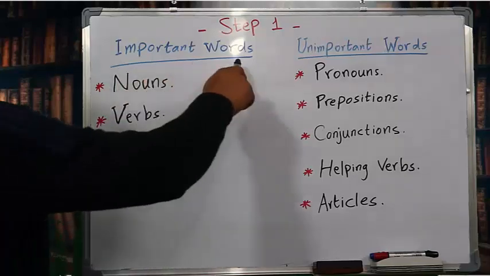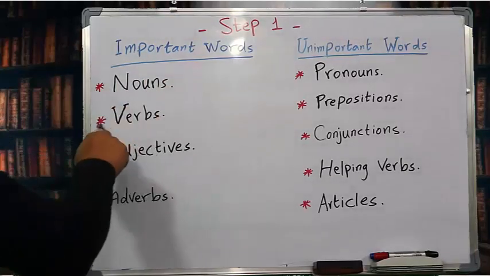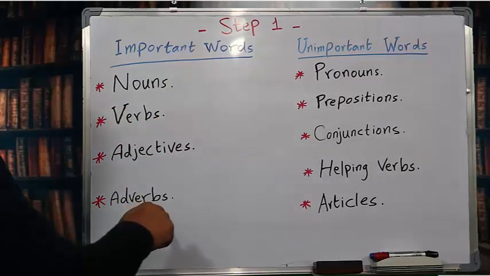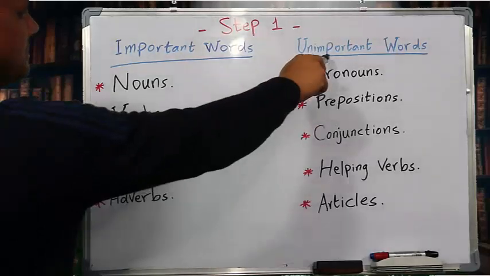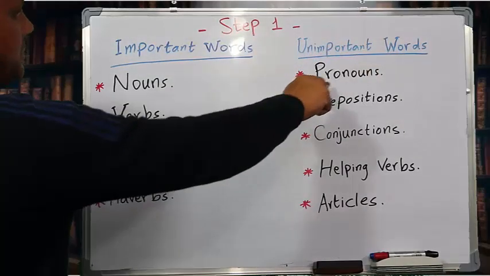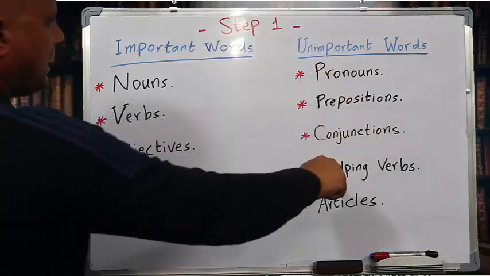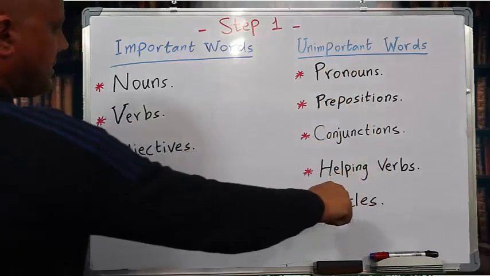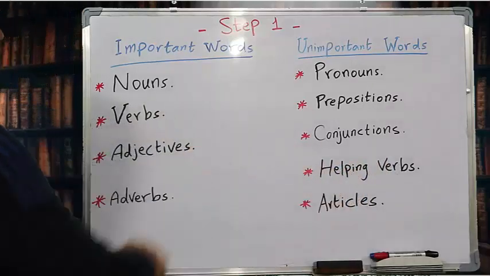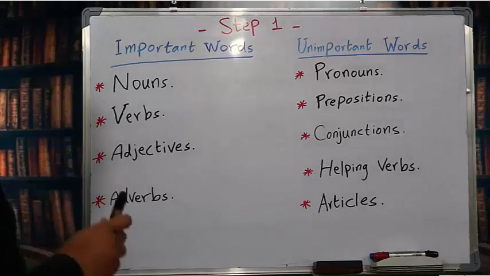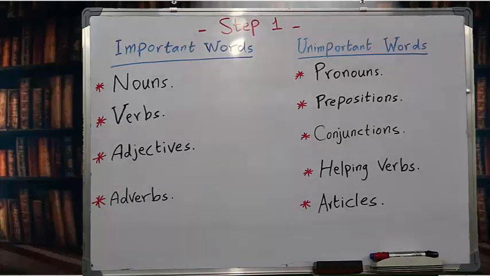So important words are nouns, verbs, adjectives, adverbs. Unimportant words are pronouns, prepositions, conjunctions, helping verbs, articles. Okay, that's all about this step. Let's go to the next step.